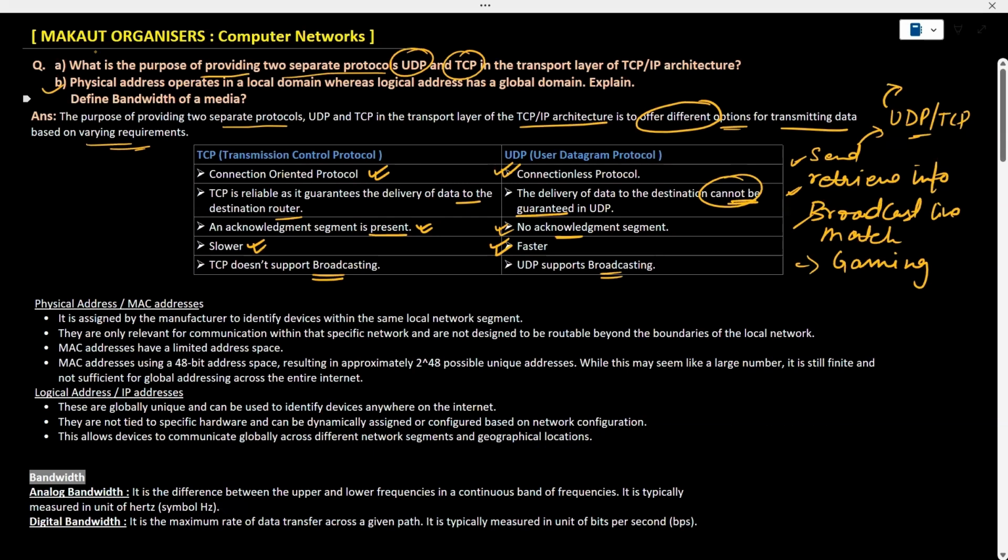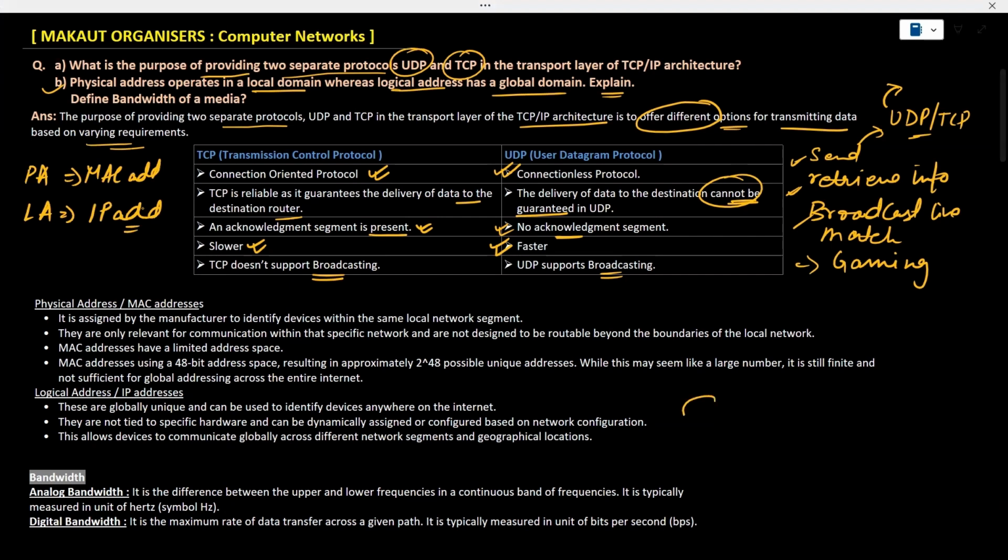Part B says physical address operates in a local domain, whereas logical address has a global domain. Explain why. So here physical address in computer networks means MAC address, and logical address means IP address.